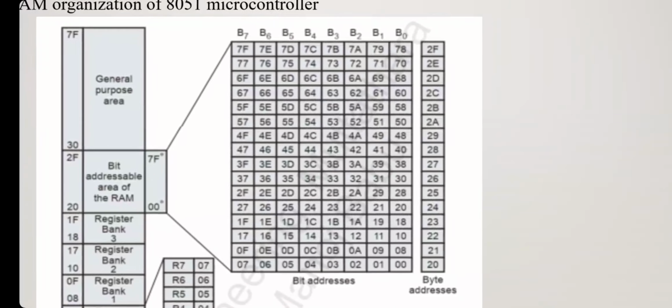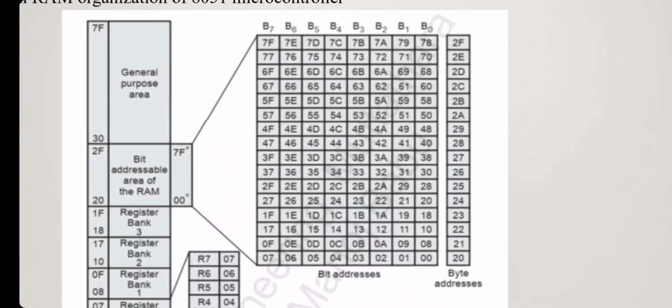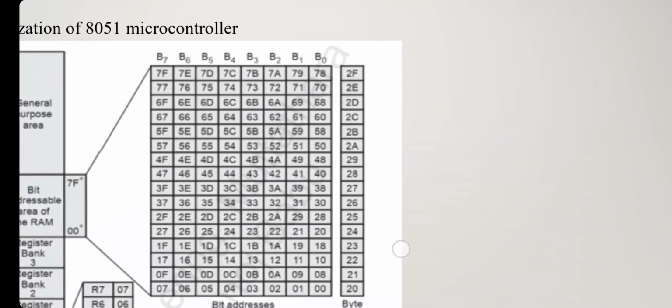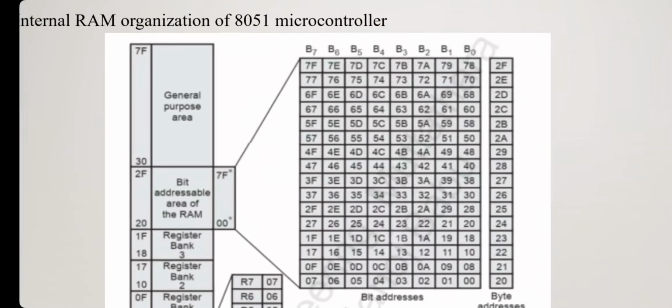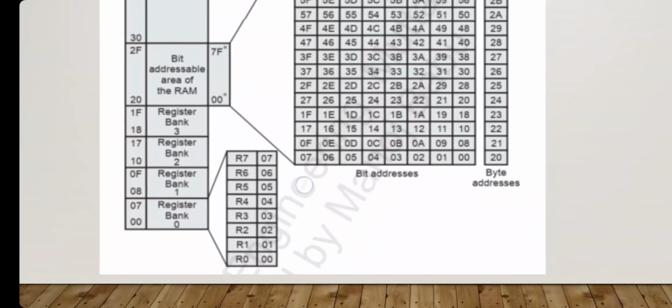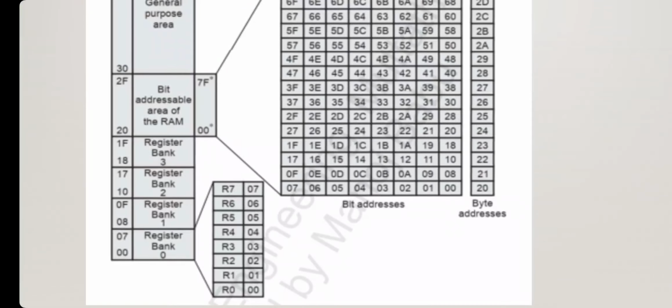Then the bit addressable area starts after 1F: after 1 we have 2, and after F we have 0. So we have 20 to 2F. This is byte addressable and also bit addressable, because we can select R0, R1 bit by bit, and it is also byte addressable. We can take R0 at a time.